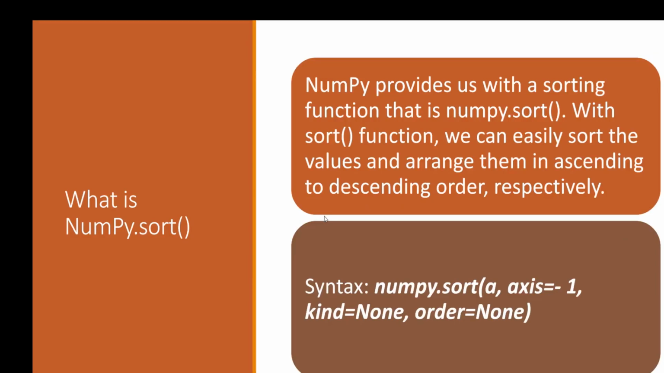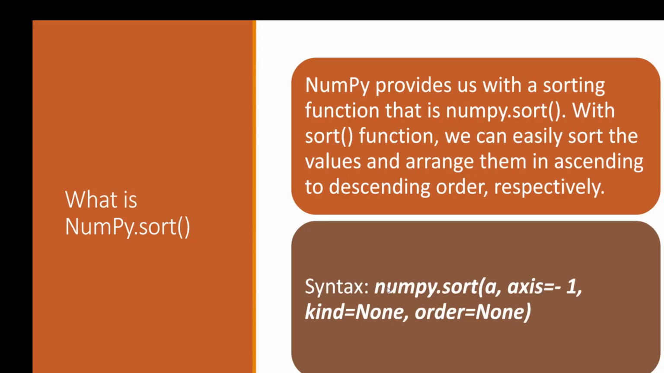Basically, in order to sort the various values which are available in the input array, NumPy provides us with a sorting function, that is the numpy.sort function. With the sort function, we can easily sort the values and arrange them in ascending or descending order respectively. For example, you have a one-dimensional array that contains 5 integer values in random order, and now to sort those given values in ascending order, you have to use the numpy.sort function, and it will take an input array and return a new array in sorted order. In simple words, we can say that it sorts the input array in ascending order from low to high.